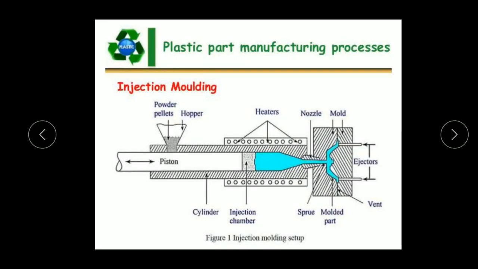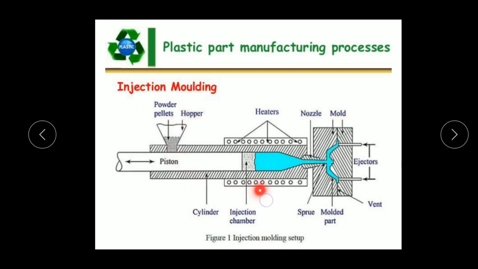Dear students, let's move on to the next technique. As we can see, injection molding is one more method to produce plastic components. This method is most commonly used in industrial applications. Let us discuss the working principle of injection molding.